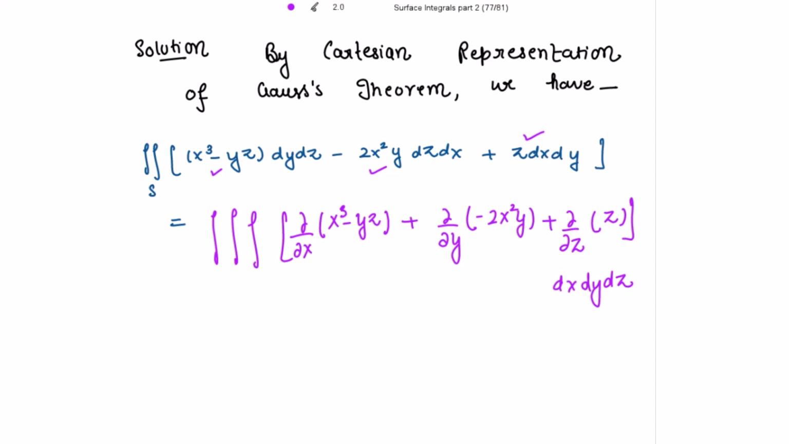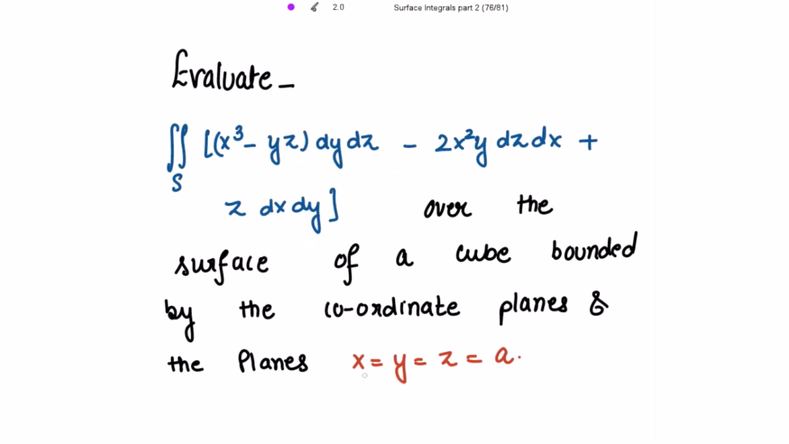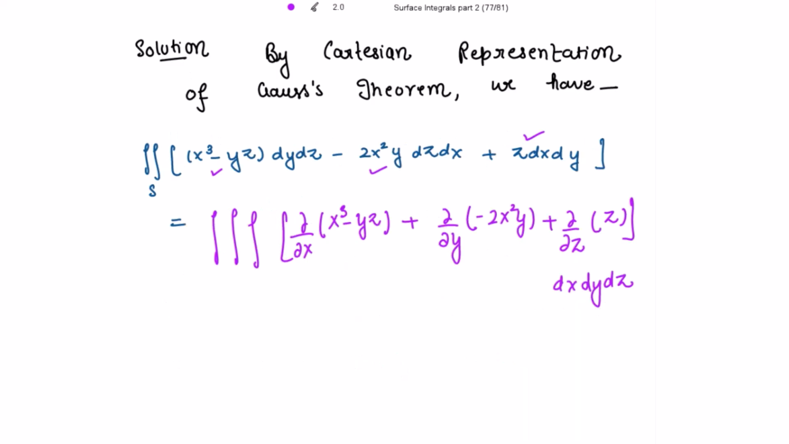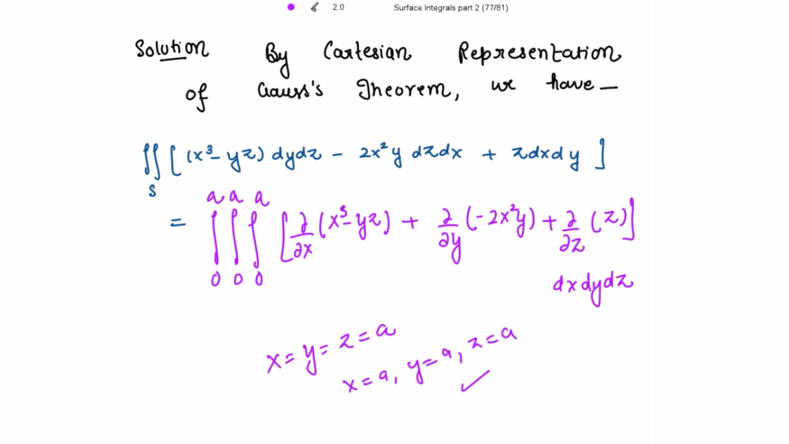And now we are going to put the limits for x. It is given to us that x equal to y equal to z equal to a. That is, we are taking the limits of x to be from 0 to a, for y 0 to a, and also for z 0 to a, as we are having the planes x equal to a, y equal to a, and z equal to a. Three planes are given to us. So according to this, we have taken the limits for x, y, and z from 0 to a, right?